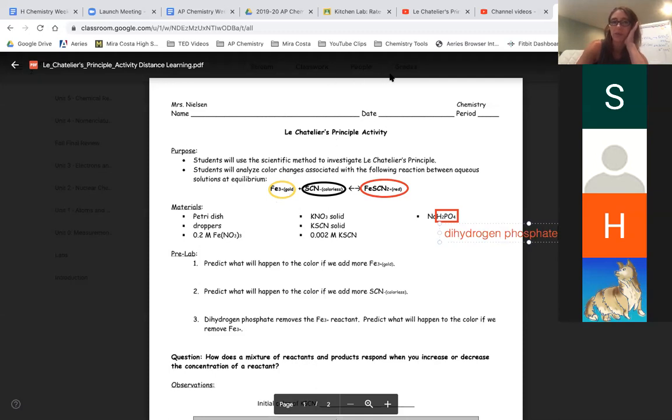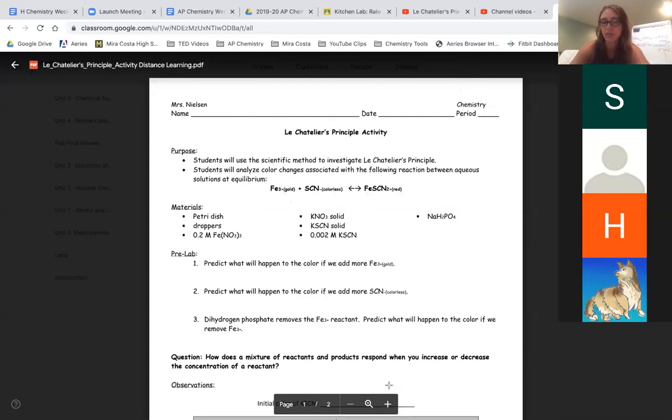So what would happen if I brought this dihydrogen phosphate in and it removed the gold? Take the gold away, what's going to happen? Take a prediction. Is it going to get more gold? Is it going to get more colorless? Is it going to get more red? And just making predictions to start is always a good thing to do from the scientific method. Right?